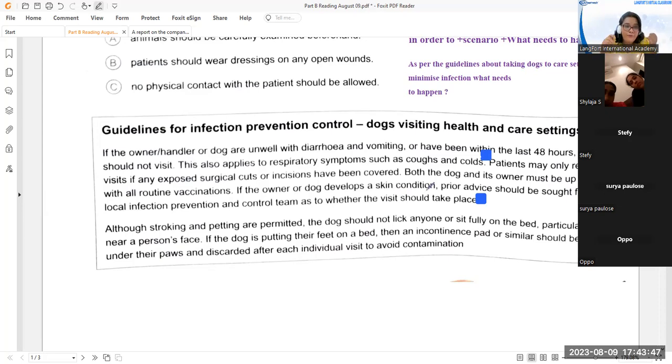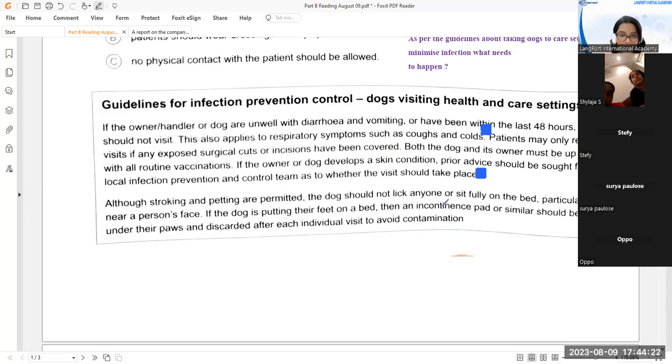Okay, so a dog owner or dog handler or the dog itself cannot visit a hospital setting if they have diarrhea, vomiting, cough, or cold in the 48 hours prior to the visit. And patients can only get such visitors, a dog or the dog's handler or an owner, only if they've covered their surgical site or incision. Now, the dog and the owner must be up to date with their vaccinations, and if they have any skin condition, they need to get advice from the infection prevention team whether they can carry on with the visit. Okay, all right. Now the next entire paragraph, Steffi.